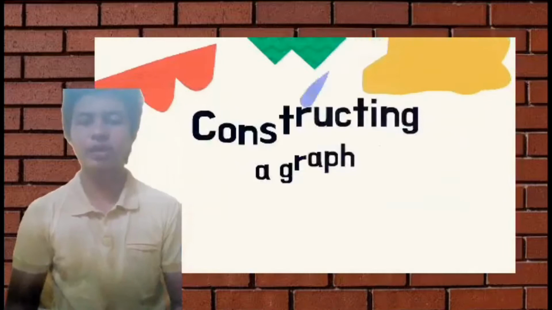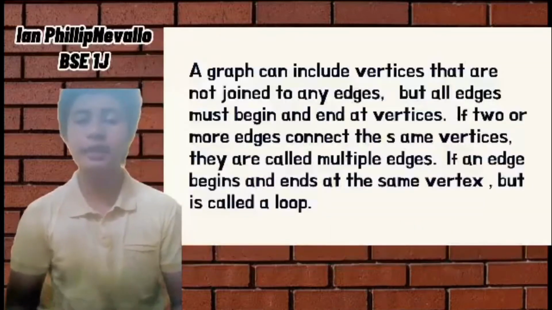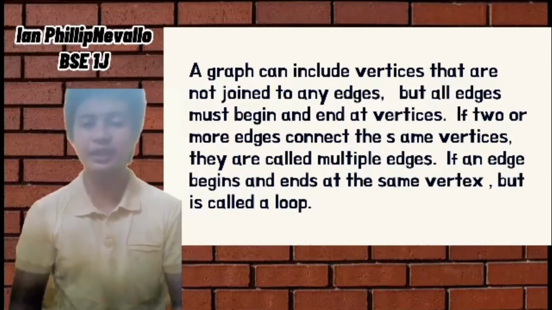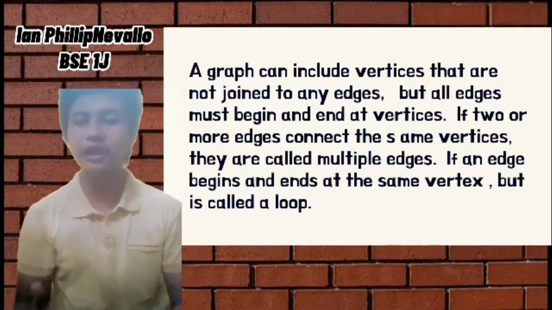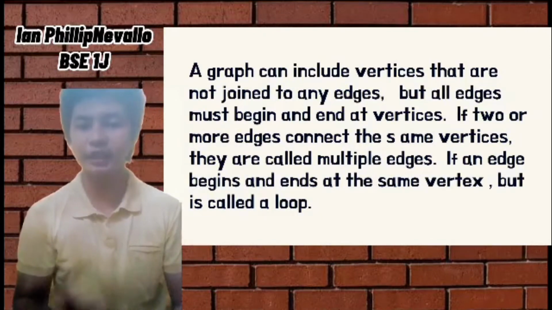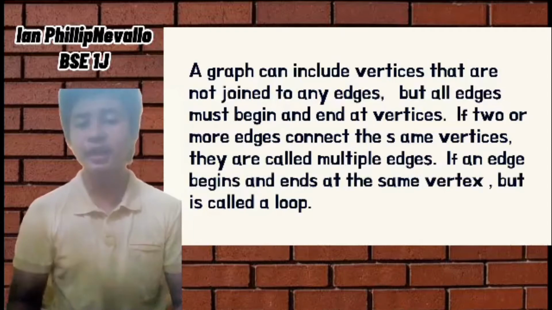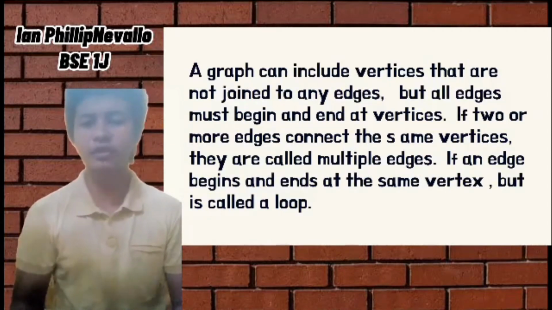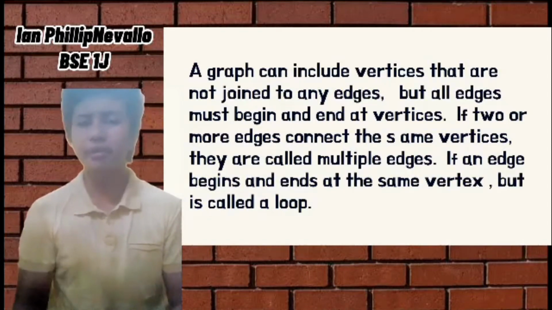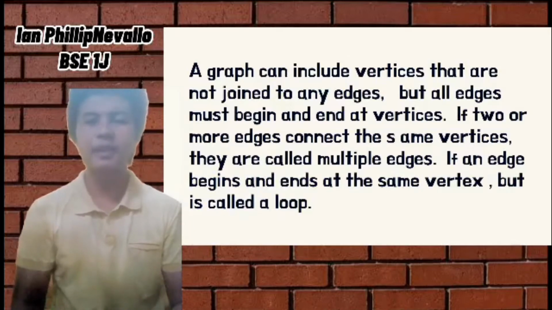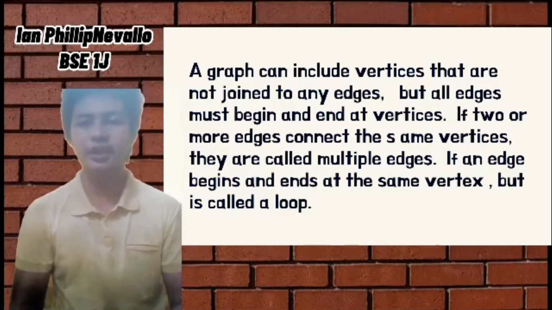Our topic is all about graphs. A graph can include vertices that do not lead to any edge, but all edges must begin and end at a vertex. If two or more edges connect the same vertices, they are called multiple edges. If an edge begins and ends at the same vertex, it is called a loop.